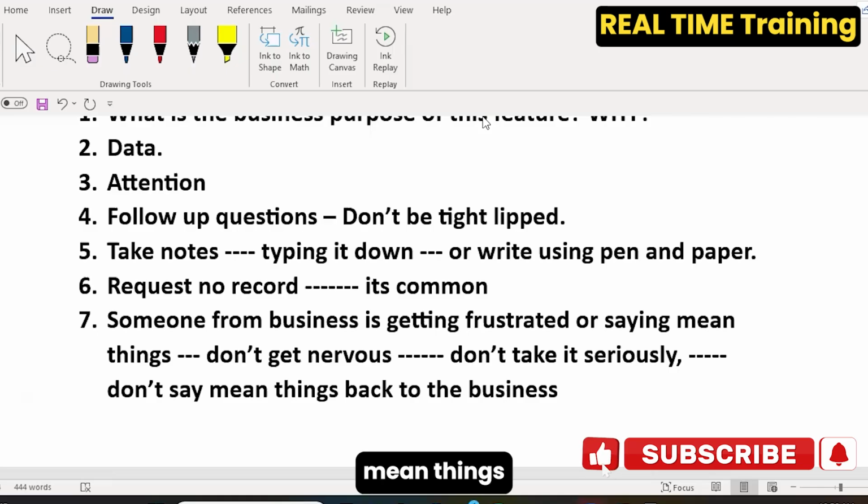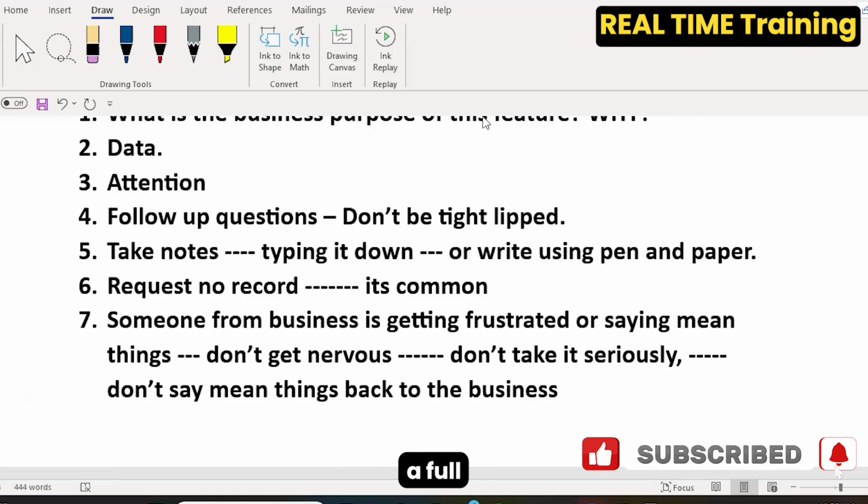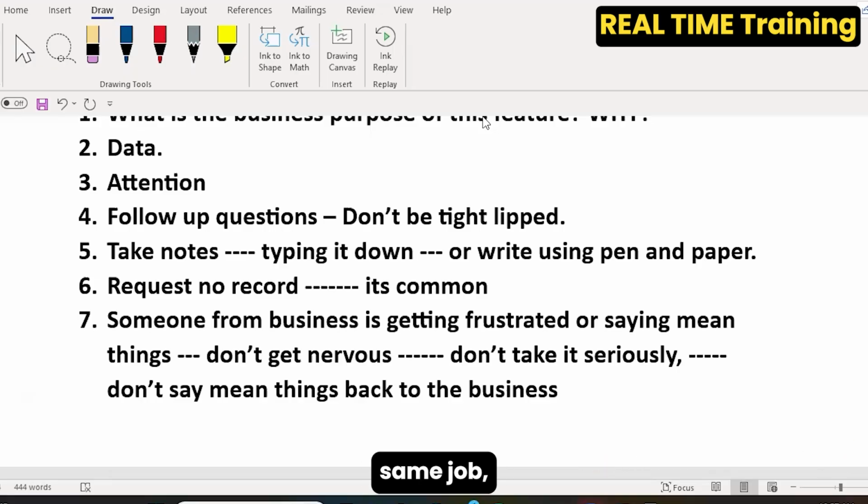Do not say mean things back to the business. Or if you see a full-timer arguing with somebody who has 10 plus years of experience on the same job, and you think, oh, he's doing it or she's doing it, let me also do it, it's the stupidest thing you can do. Don't do it. I've seen people do it.